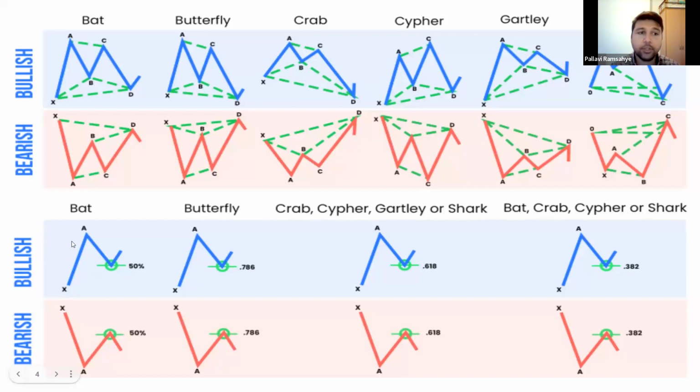It's very straightforward and simple. When we look at the bat pattern, when we're looking for that B point, essentially this is saying it will retrace the 50% of the Fibonacci tool. For each of these patterns, the butterfly is 786, the crab, cipher, Gartley, and shark can be 618, and again, bat, crab, cipher, and shark can be 382. So these essentially are the B retracement zones for each of these patterns.